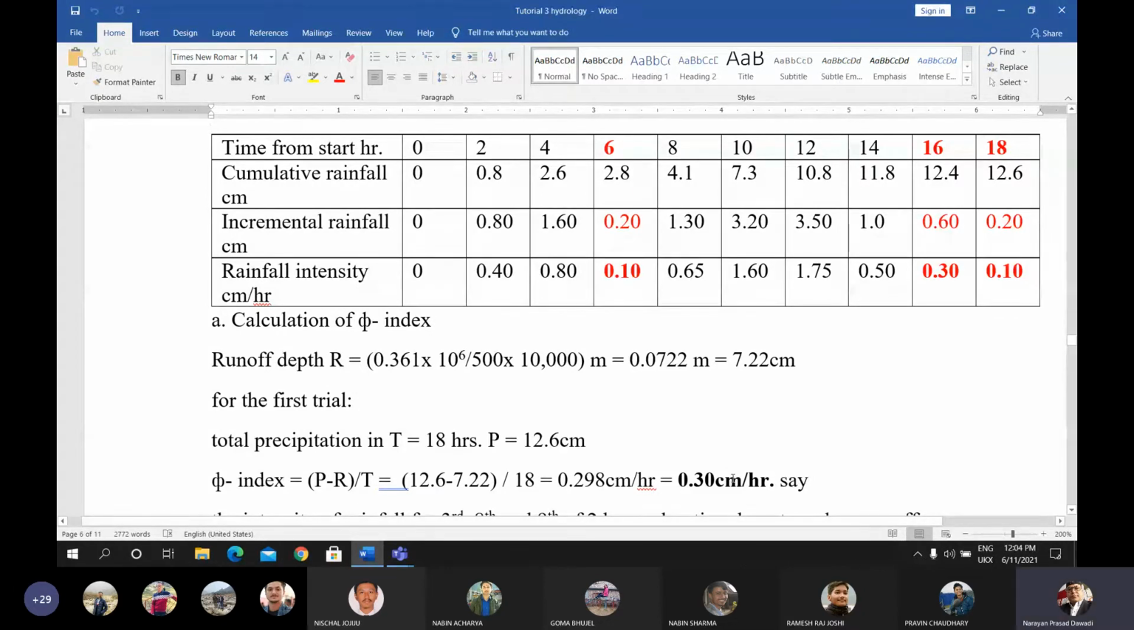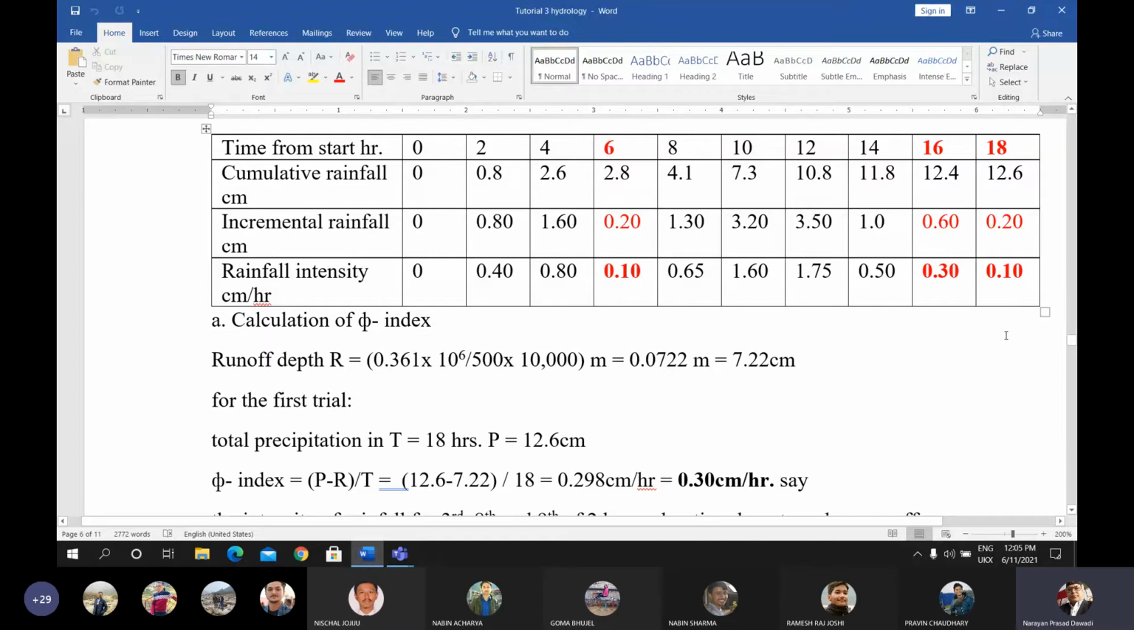I have already told you in the previous example that rainfall intensity less than or equal to the phi index does not produce surface runoff. So that is not considered for calculating the phi index or W index. This 0.30 is equal to the 0.30 centimeter per hour, so it is also not considered. I have marked it in red color.